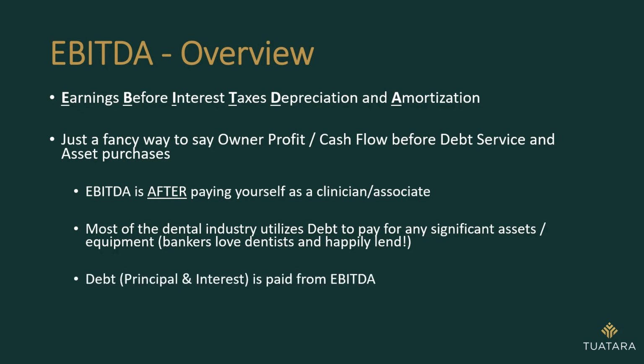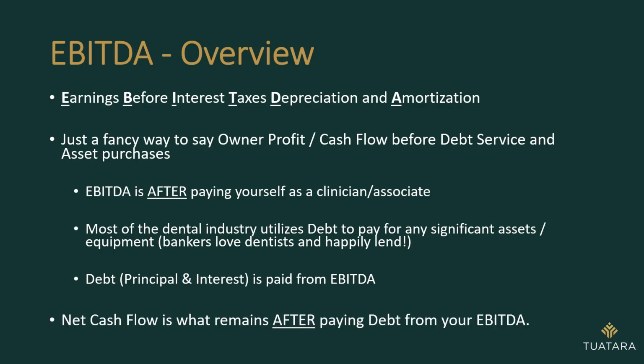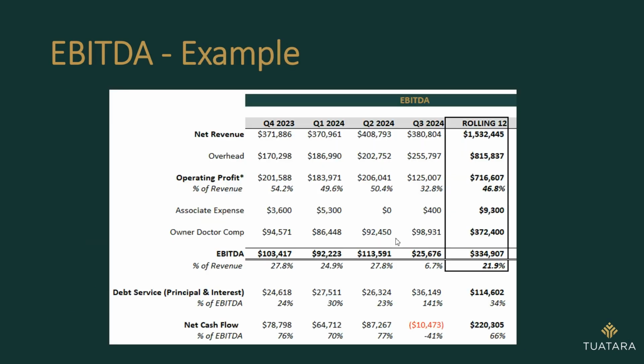It's important to note that your debt is paid from EBITDA. So, as I said at the start, EBITDA is a fancy way to say owner profit or owner cash flow before debt service. You take your EBITDA, and you pay your debt service with your EBITDA. So what you're left with is your net cash flow. Net cash flow is what remains after you pay your debt from your EBITDA. Let's take a look at an example.